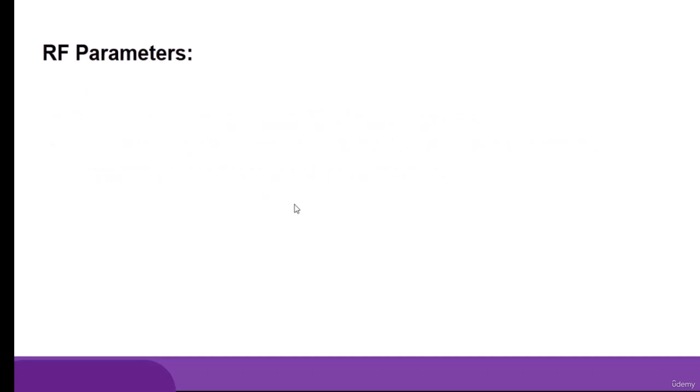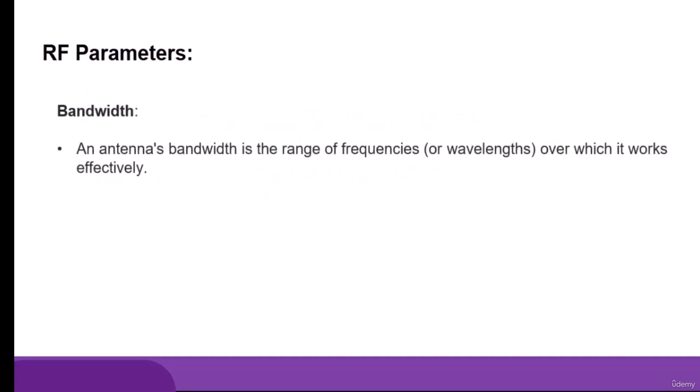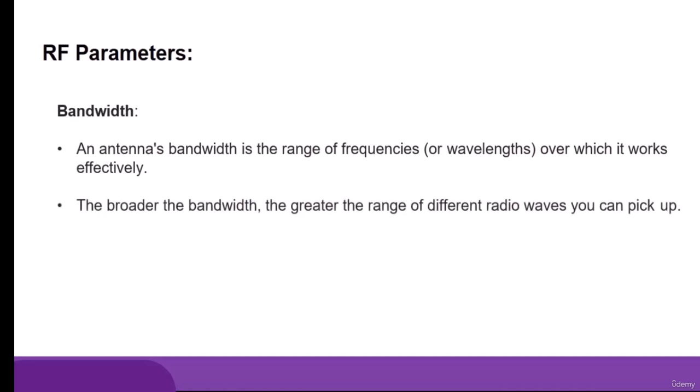And what is the bandwidth? Now, the bandwidth is the range of frequencies over which an antenna works effectively, or it would be the range of the wavelength. Some antennas have a broader bandwidth. The broader the bandwidth, the greater the range of different radio waves you can pick up. If the bandwidth is broader, then it means that the range you can see would also be broader.